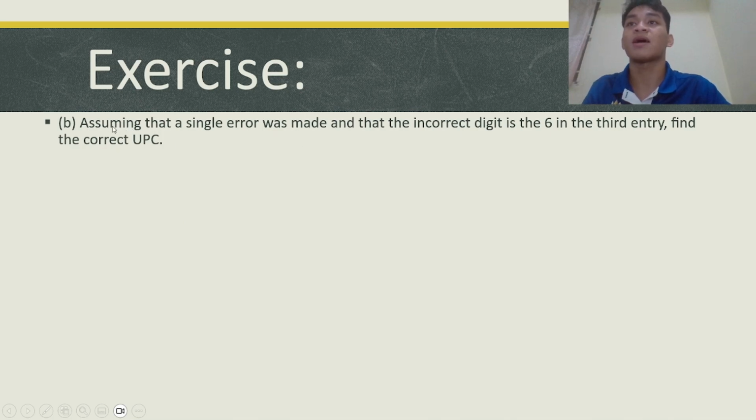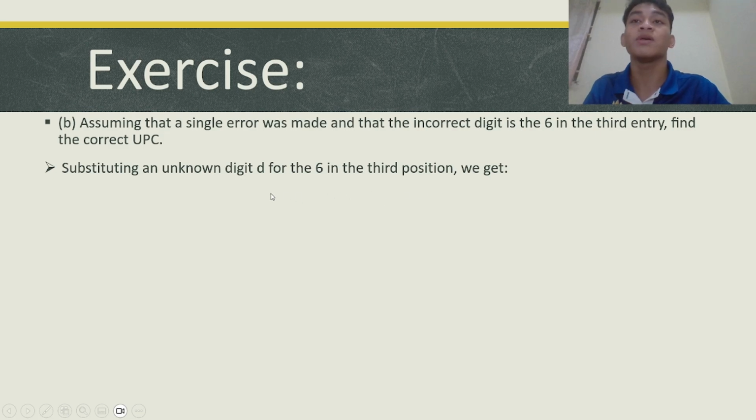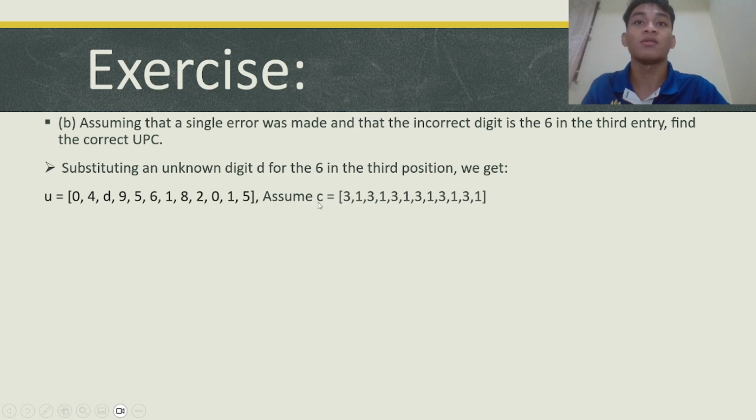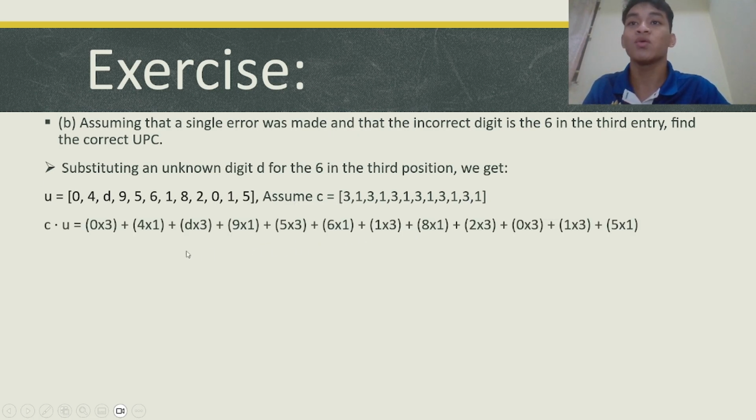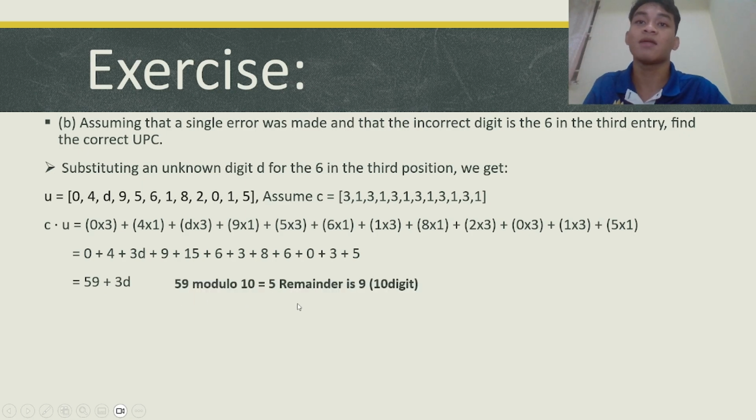And go to exercise B: assume that a single error was made, that the incorrect digit is the 6 in the third entry. Find the correct UPC. In B, they tell us that there is a single error in our code, which is the third entry. In order to solve this one, the first thing we need to do is replace 6 with D and assume the same. We take C multiply U and sum it up together, and we get the result 59 plus 3D, and 59 is already bigger than 10. It is a decimal number, so we need to take 59 modulus 10, and we get the remainder 9 plus 3D. We take 3 out, and we get the result 3 plus D.